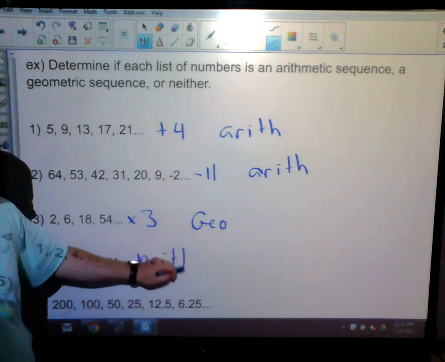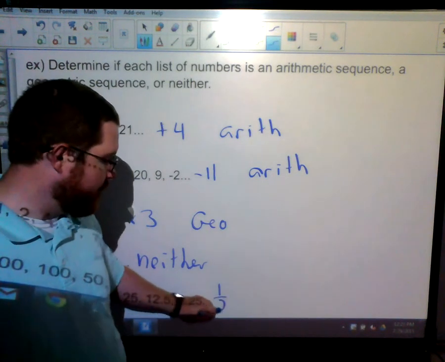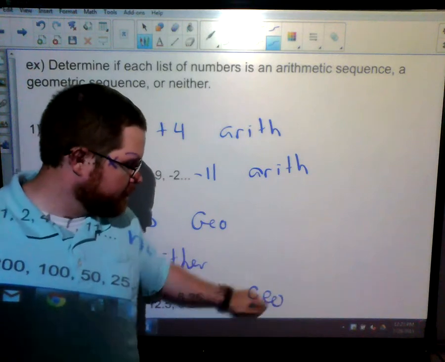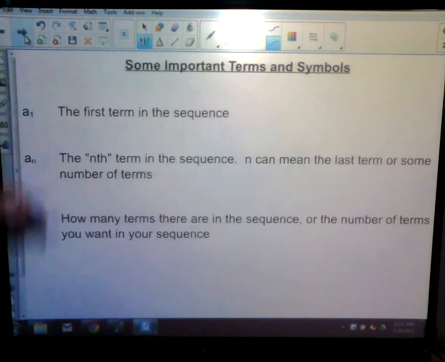Neither. Now somebody's going to say, Mr. Al, if you add 1, add 2, add 3, add 4. Yeah, that's a pattern, but you're not adding the same thing every time. And number 5, what are you multiplying by each time here? You're multiplying by 1/2. It's geometric. You could say divide by 2, but divide by 2 is the same as multiply by 1/2.